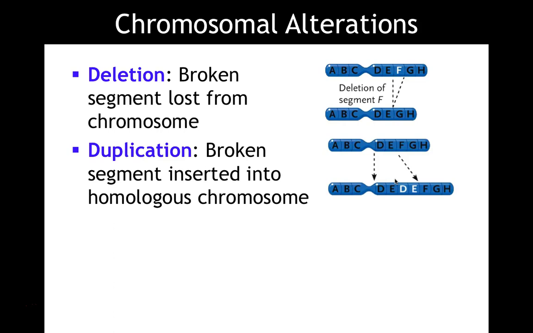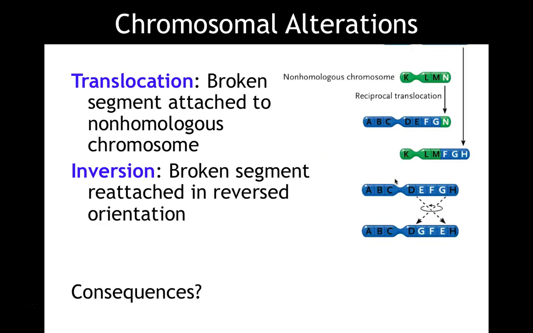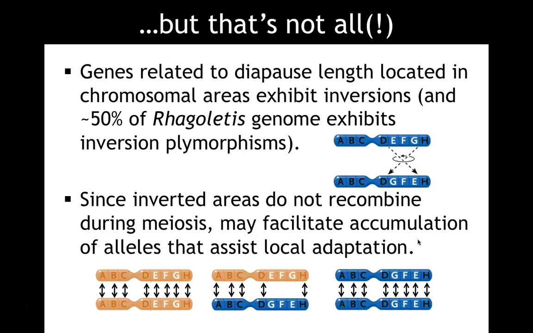So there are many different ways that chromosomes can be altered, and in the case of inversions, that broken segment is attached in reversed orientation. Now the consequence is that during the process of sexual reproduction, the production through meiosis of gametes, those areas do not line up perfectly well and do not undergo genetic recombination. So there are 2 different structures of the chromosomes.